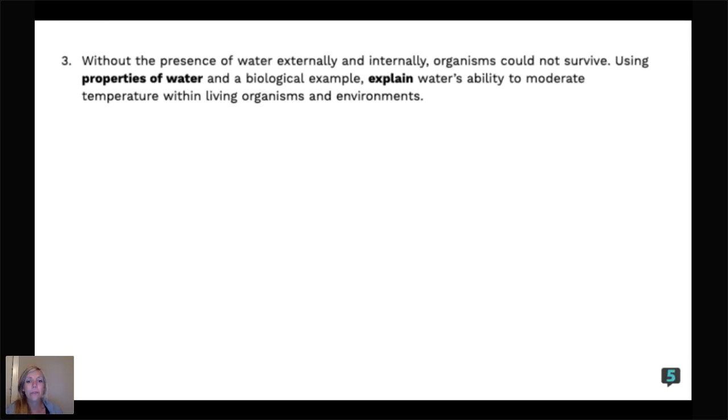So number 3 says, without the presence of water externally and internally, organisms could not survive. Using properties of water in a biological example, explain water's ability to moderate temperature within living organisms and environments.